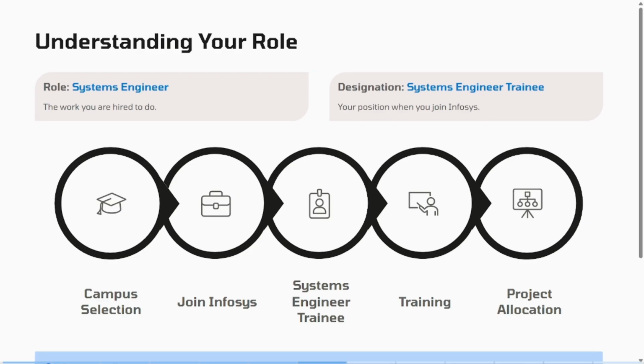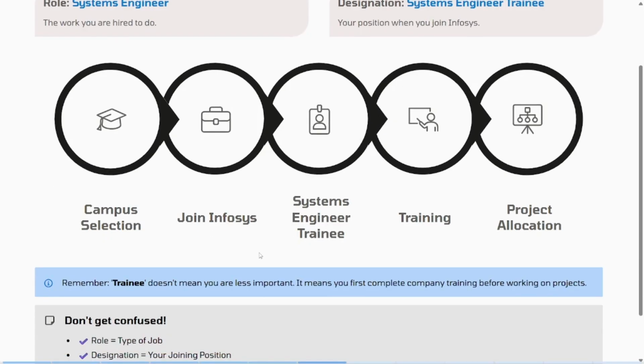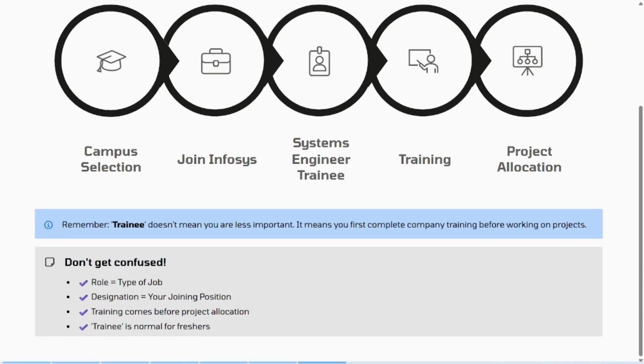Think of a role as the type of work that the company is hiring for, and in my case, Infosys is hiring me to work as a system engineer. Now let's look at the designation. Since I am joining as a fresher, my starting designation is system engineer trainee. Why? Because Infosys first wants new employees to complete the training before they start working on customer projects. This is common in many IT companies.